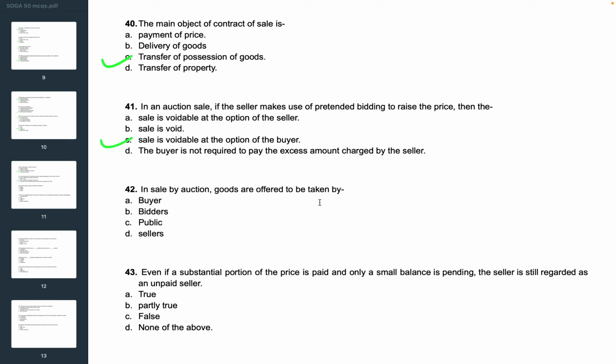Next question. In sale by auction, goods are offered to be taken by A. Buyer, B. Bidders, C. Public, D. Sellers. The correct answer is B. Bidders. Next question. Even if a substantial portion of the price is paid and only a small balance is pending, the seller is still regarded as an unpaid seller. So this statement is true, A.